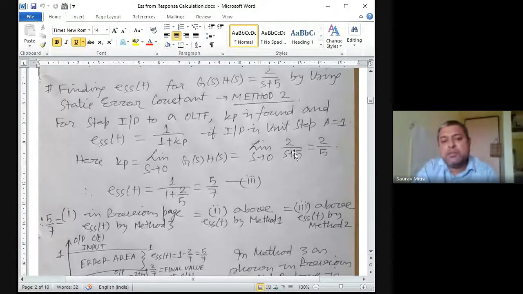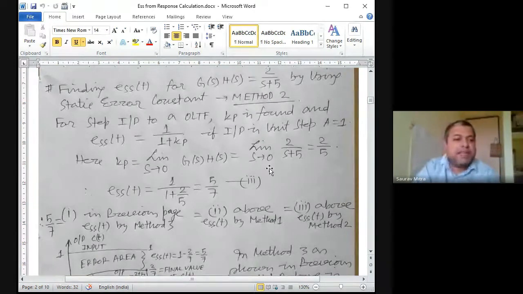G(s)H(s) is already given, so limit s tends to 0, 2 by s plus 5, that is equal to 2 by 5. And now you have to plug in this 2 by 5 in this formula. I told you that if it is unit step, it is 1 by 1 plus Kp. If it is 3 of unit step, in that case this will be 3 divided by 1 plus Kp. 10 of unit step, that means you are giving 10 volt input. In that case, this will be 10 divided by 1 plus Kp. So the same error will be multiplied by 10 times or 3 times or 5 times if the input is a unit step or 5 unit step or 10 unit step, depending on that. So there is nothing confusing about that.